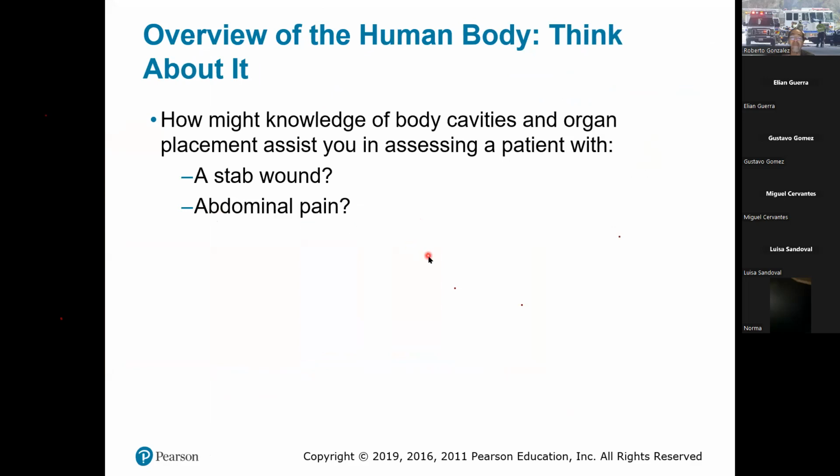And abdominal pain. The same question: how might the knowledge of body cavities or organ placement assist you with assessing a patient with abdominal pain?